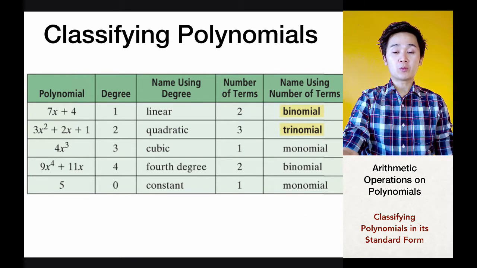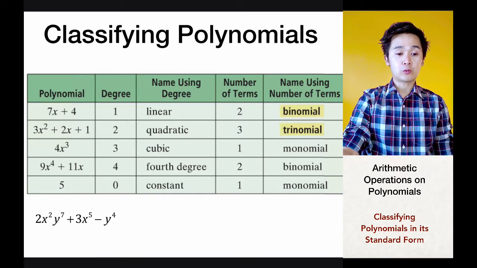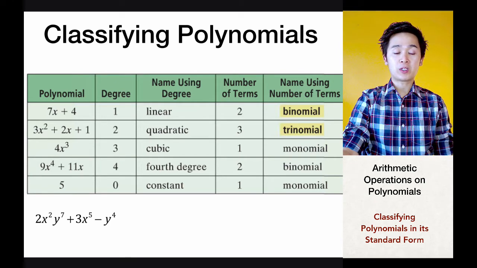And sometimes we'll have special cases like polynomials written this way. We have 2x squared y to the 7th plus 3x to the 5th minus y to the 4th. So this is a 3-term polynomial or a trinomial, and you will notice that the first term has 2 variables, and whenever you have 2 variables, all you need to do is add the exponents and see which one has the highest exponent. And in this case, 2 plus 7 is equal to 9.